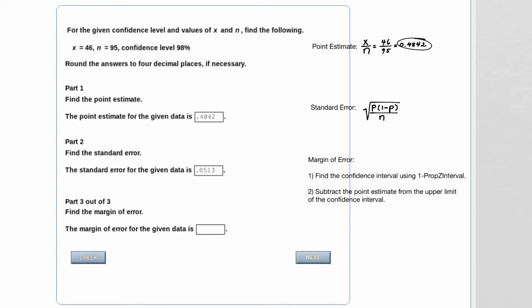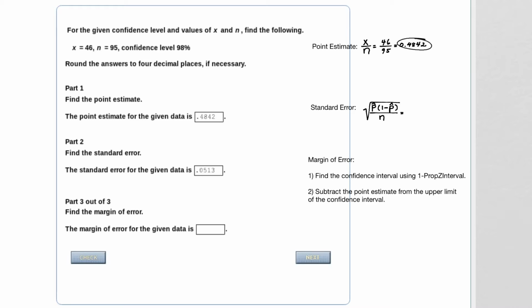And in part 2, we want to find the standard error. And because we're working with a proportion, our standard error is the square root of the quantity p times 1 minus p over n. So p is our point estimate, and that should really have a hat on it. And sometimes they put it in and sometimes they don't. I'm not really quite sure why they do that.